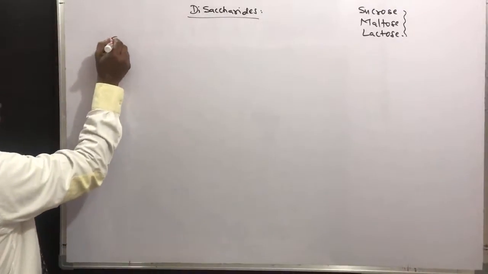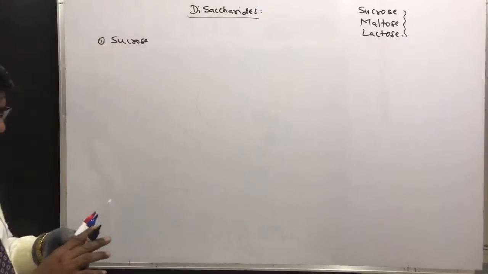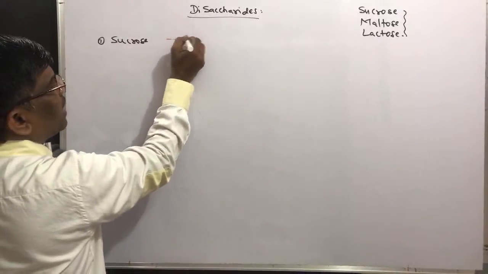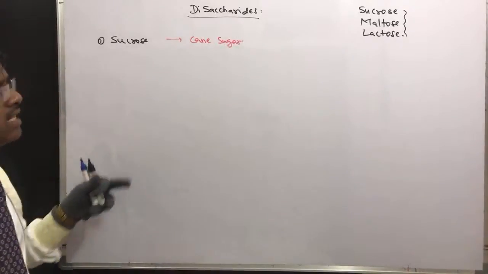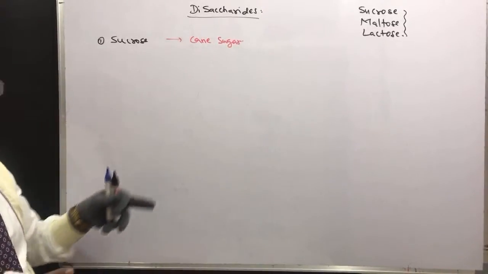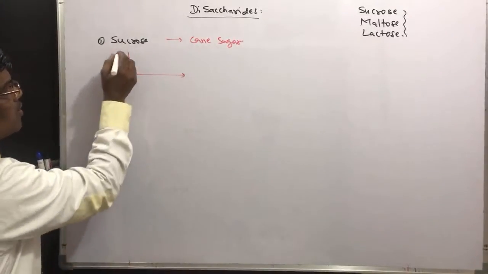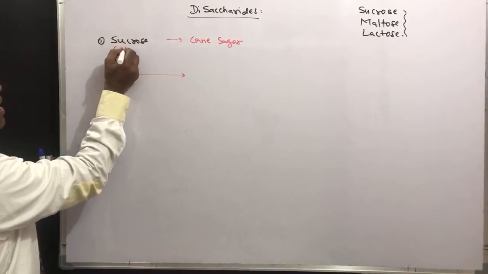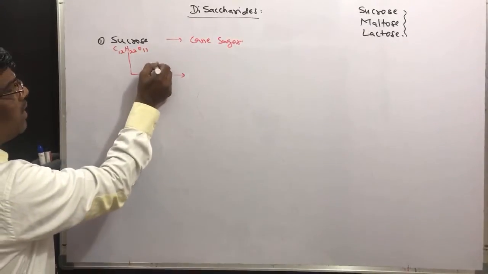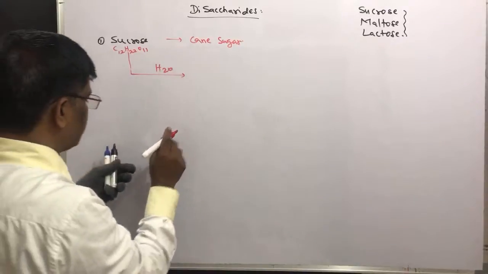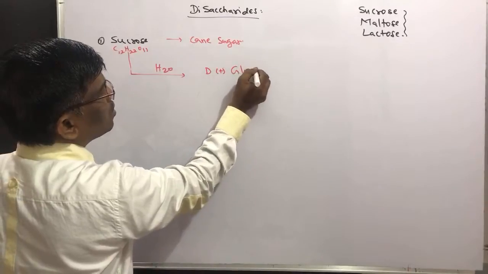Where do you find this sucrose? Usually in cane sugar. Let me write cane sugar. Yes. So this sucrose, when it is hydrolyzed, the molecular formula of sucrose is C12H22O11. When I do hydrolysis, it gives D plus glucose.